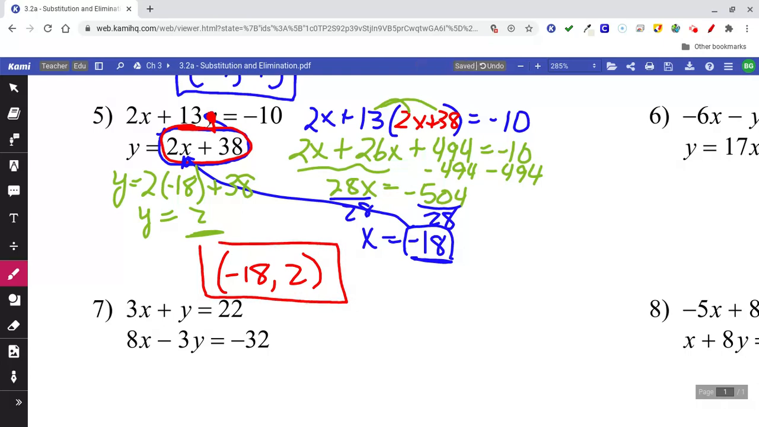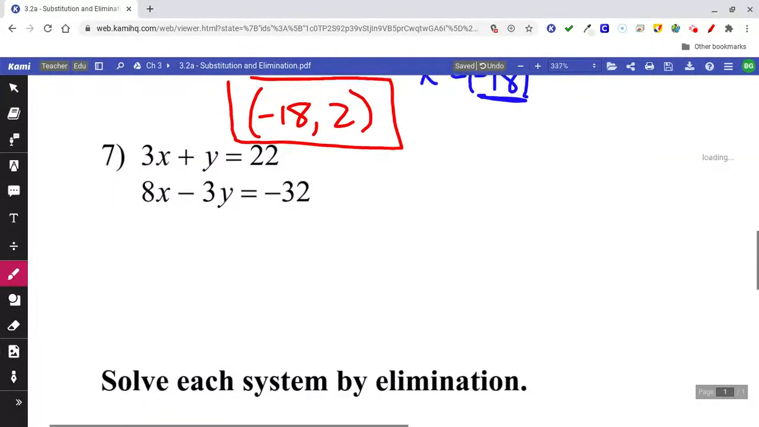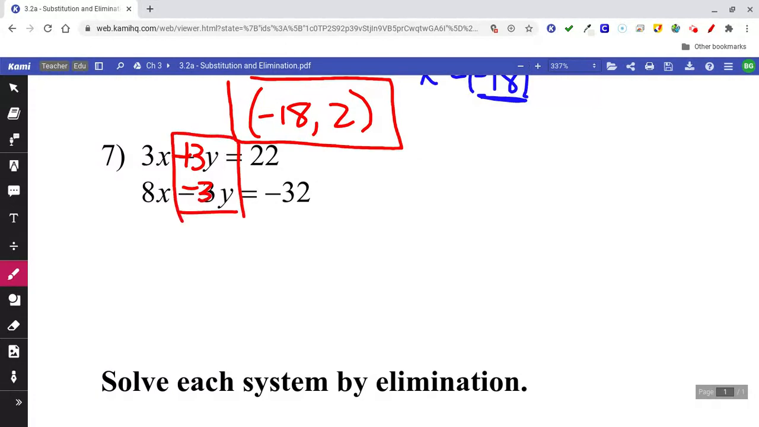All right, number 7. Now, the directions say use substitution, but honestly, I don't care. What I would do is use whichever way makes more sense to you. And so I think a lot of you would probably rather do elimination here. How elimination works is we want to be able to cross out one of those variables. But that will only happen if you've got a positive 3 and a negative 3. If you add those things straight down, positive 3y and minus 3y are going to cancel out. So we need to set that up in a very specific way.